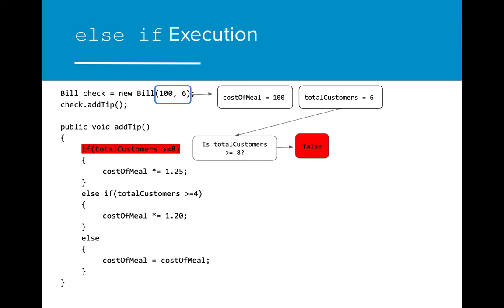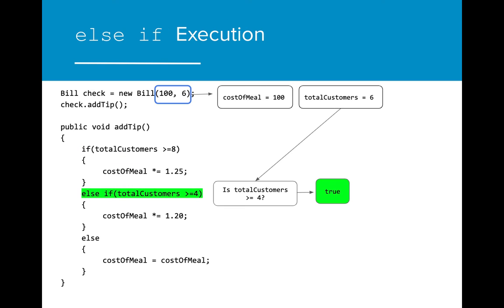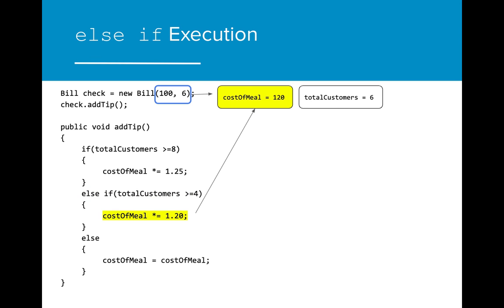The add tip method immediately starts with an if statement. The if statement tests if total customers is greater than or equal to 8. Since the value of total customers is 6, the if statement evaluates to false and the code within the if statement does not execute. Add tip then continues to the next statement, which is the else if statement. The condition in the else if is tested and evaluates to true as total customers is greater than 4. Because the else if condition is true, the code in the else if statement will execute and cost of meal will be changed to reflect that.